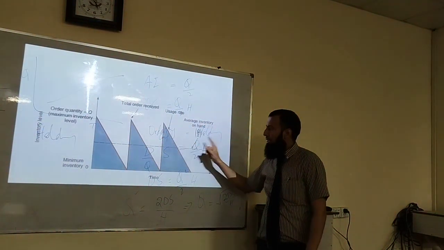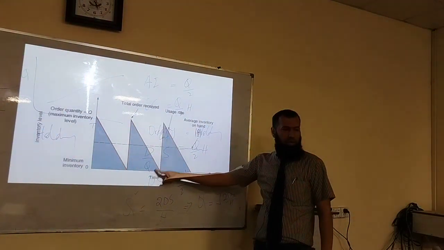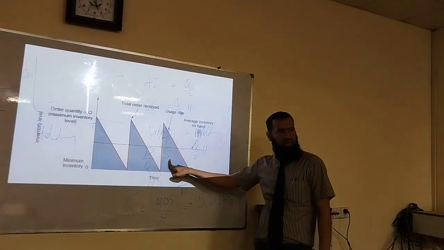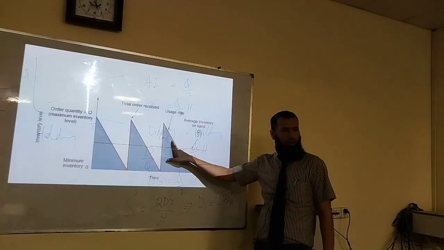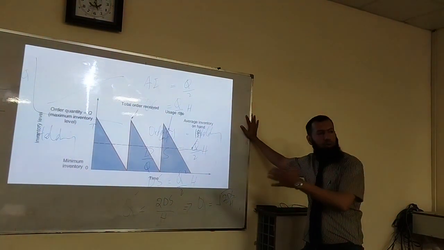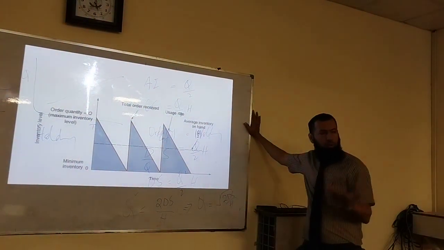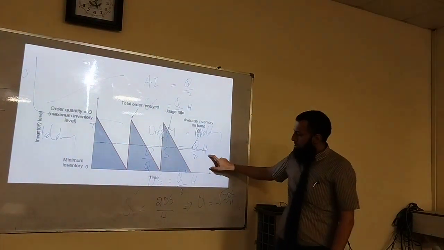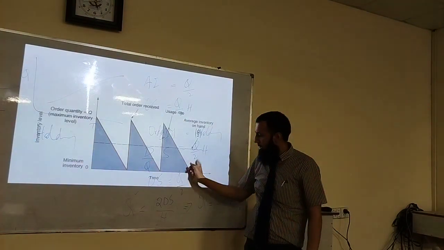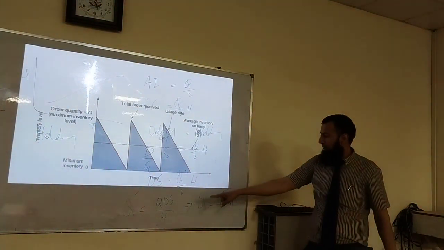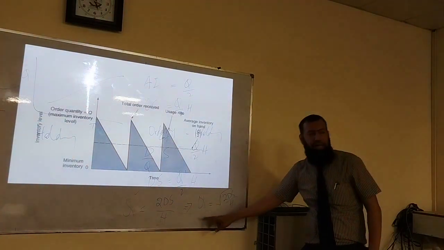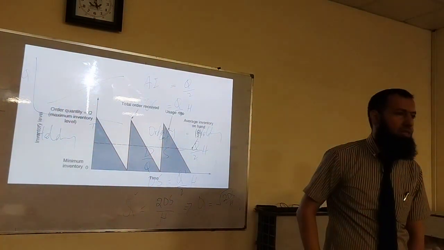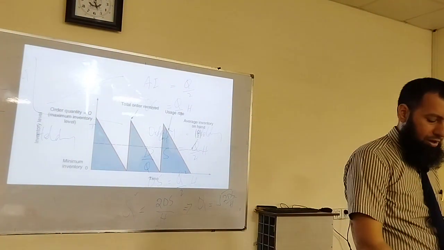Ordering cost is D by Q into S. D is the yearly demand, Q is the quantity you order, S is the setup cost. The holding cost is H multiplied by Q by 2, where Q by 2 is the average inventory. Equate and solve, and you get Q squared equals 2DS divided by H. Take the square root, and Q equals the square root of 2DS by H. So this is the formula.